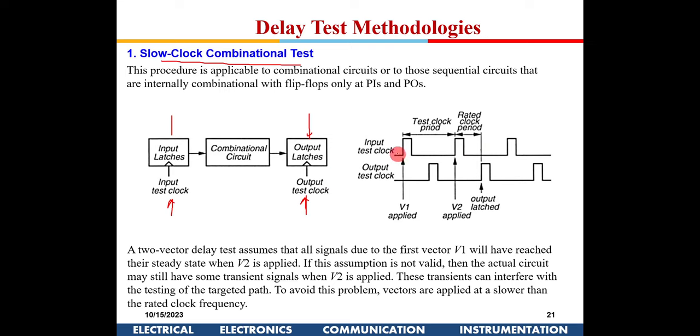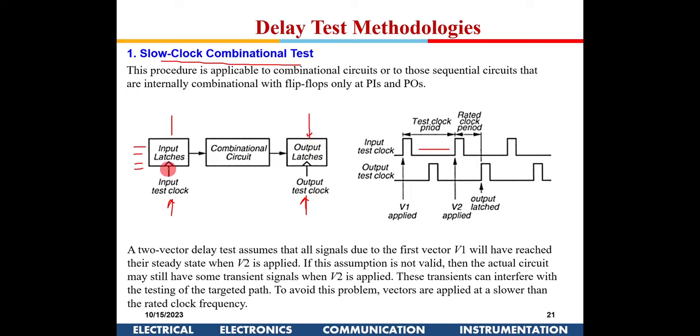Now suppose this is the first clock which has been given here. Some test vectors were available here, and that will get latched. So the first test vector is available. You will allow that test vector to settle in the combinational logic. You wait for a certain period here, because you allow this combinational logic to compute and the result is available here.